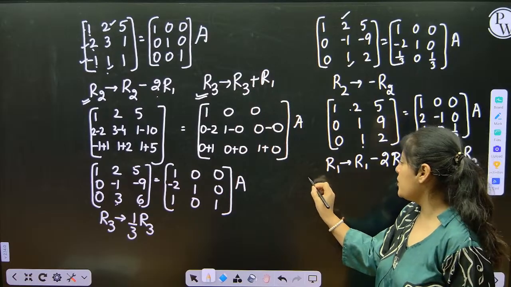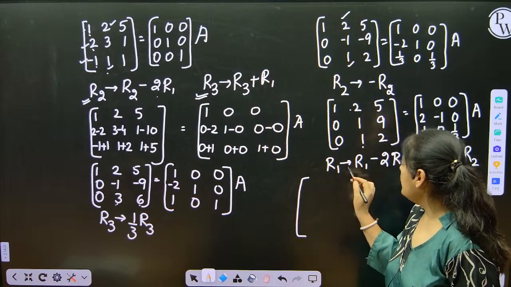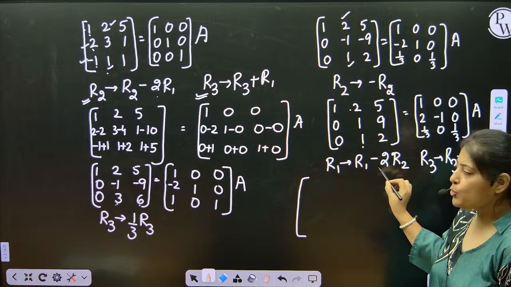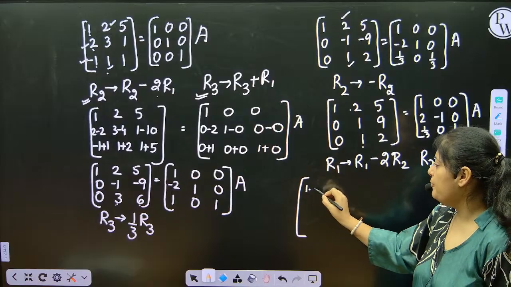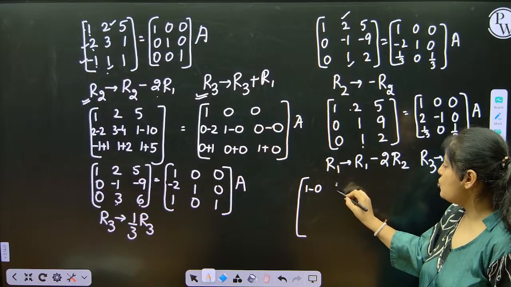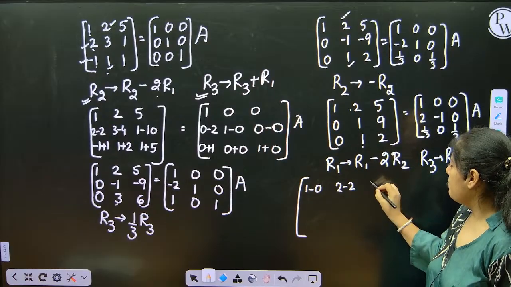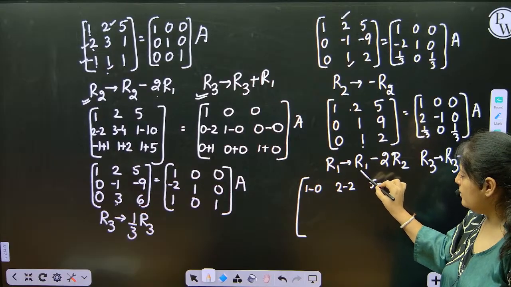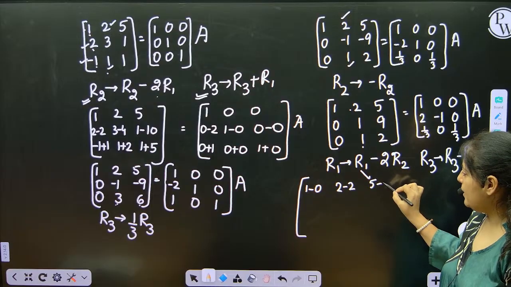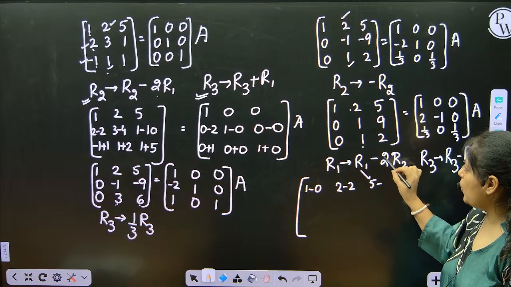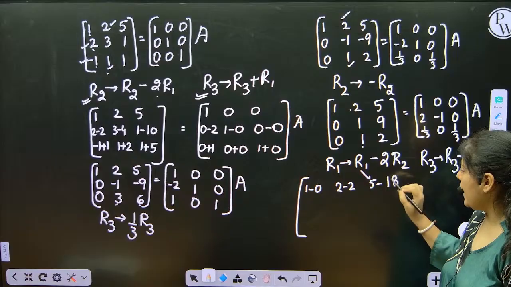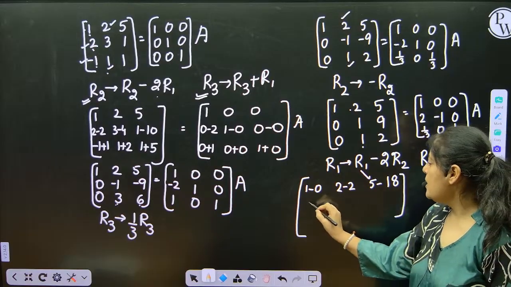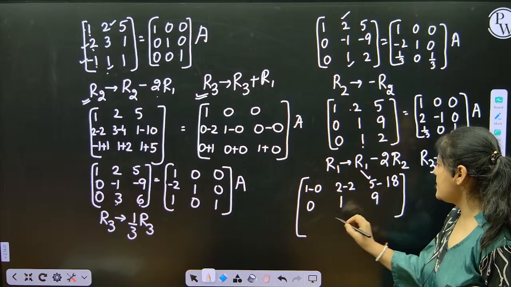So this operation I'll apply here. Now I have to multiply row 2 with 2. 2 zeros, 0. 2 minus 2, 5 as it is. First we will take the element of R1, then we will take the minus sign, and then twice multiply of 9. 0 1 9 as it is.